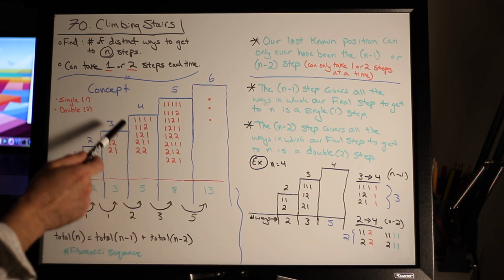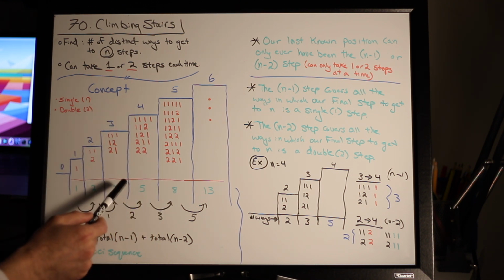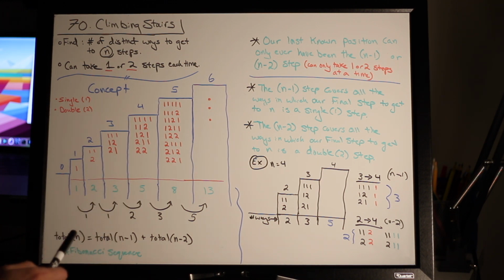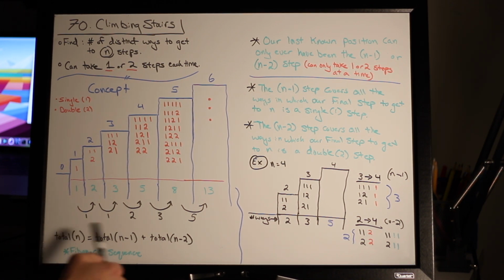And then the last one we'll explore is if n was equal to 4, then it would be the sum of the 2 previous steps, and that's 2 plus 3, and that's equal to 5. So this does hold true. And we can create a formula from this.